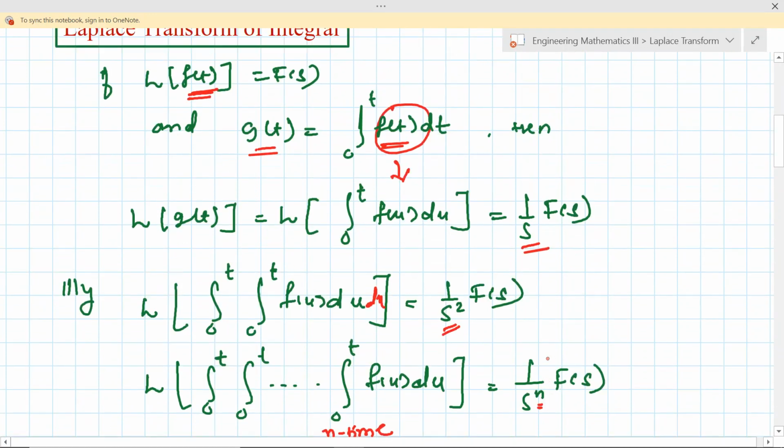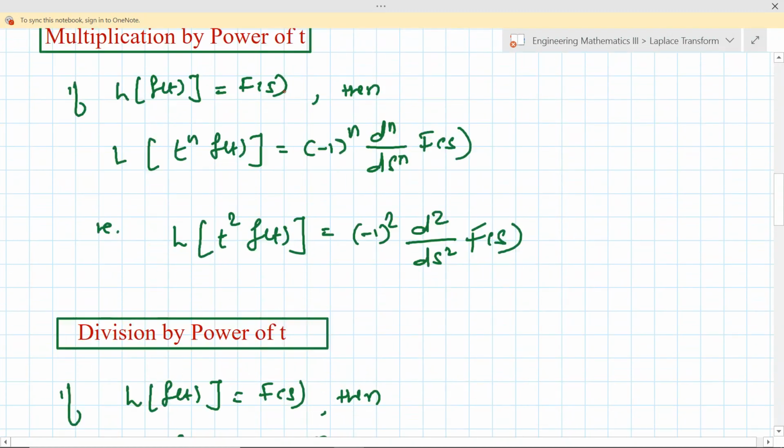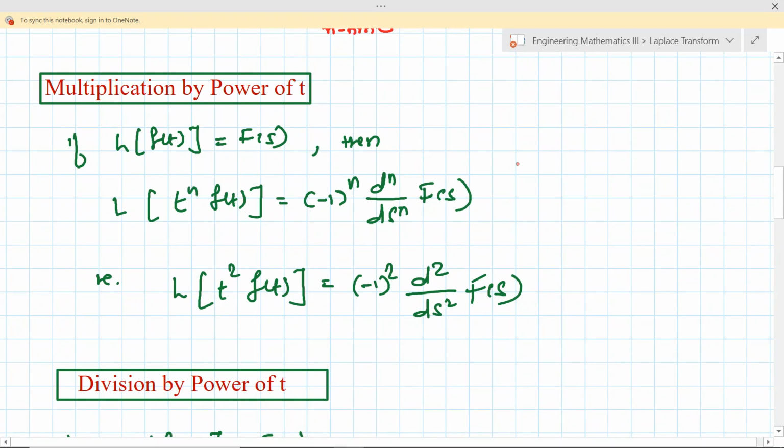What is our F(s)? F(s) is nothing but the Laplace of f(t), isn't it? Now, next is very crucial and important. What is the Laplace of multiplication by power of t?